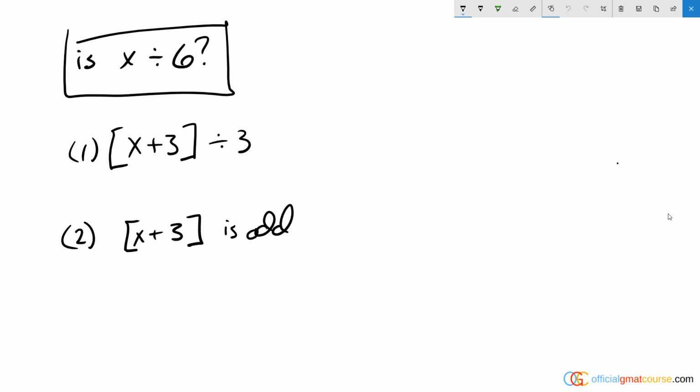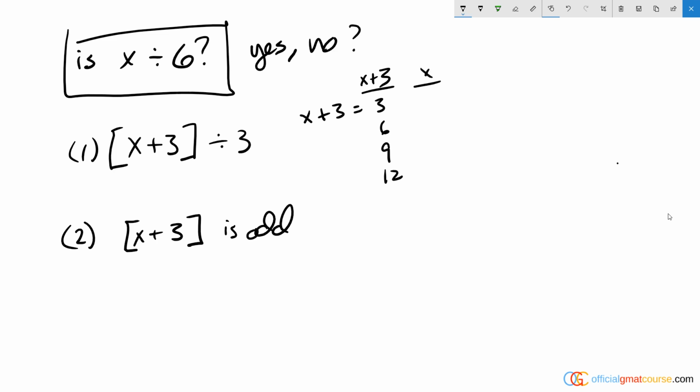So we're asking the question, yes or no, is x divisible by 6? Okay, statement 1, x plus 3 is divisible by 3. Well, let's pick some examples of what x plus 3 could equal. X plus 3 could equal 3 or 6 or 9 or 12. And in these situations, x would be 0 or 3 or 6 or 9 before you added 3 to it.